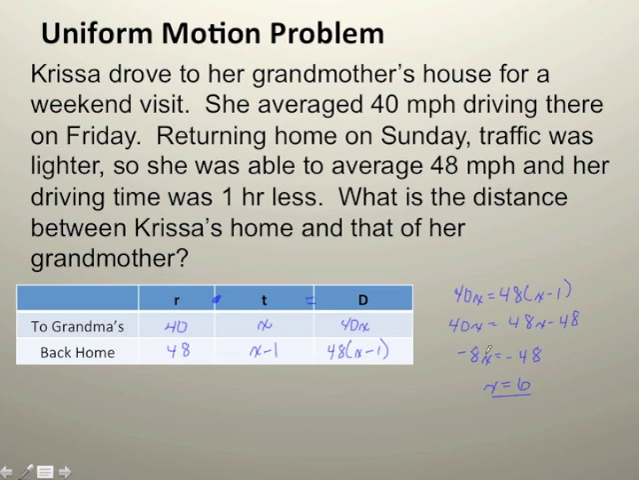Now, x equals 6, but what's x? x is the time. And the question asks, what is the distance? So to answer distance, we better have miles. So if her time is 6 hours, traveling at 40 miles an hour, 40 times 6 will equal 240 miles. And that would be the distance between Chrissa's house and her grandmother's.